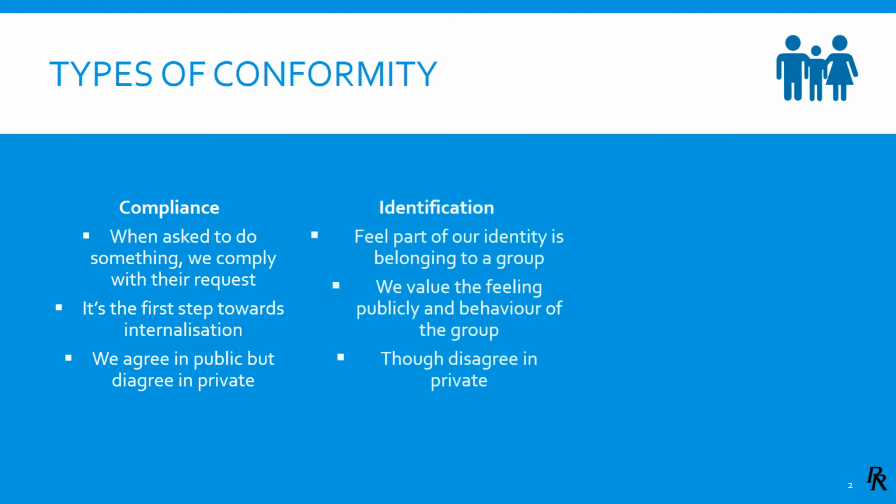The middle level of conformity is identification. Sometimes we feel that a part of our group is our identity, and we value that feeling and publicly respect and follow the attitudes and behaviour of that group. We may still disagree with some of the aspects of the group behaviour in private.